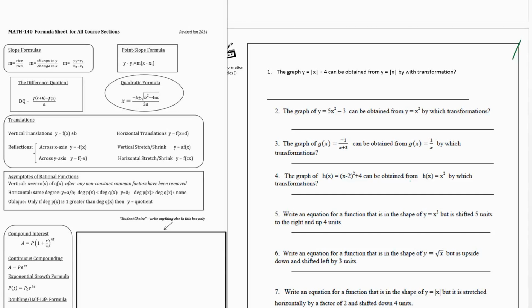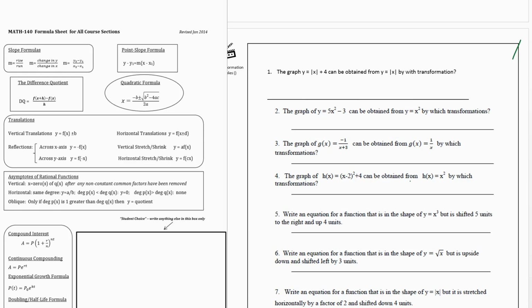Okay, we're going to do a bunch of problems here that are based on transformations, just so you can hear me work through some. And I brought up the formula sheet for Math 140 here so that you can see what's on the formula sheet and see how the formulas help you write this.